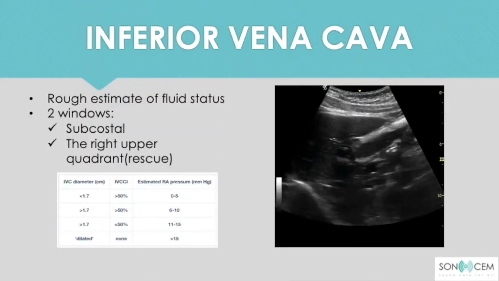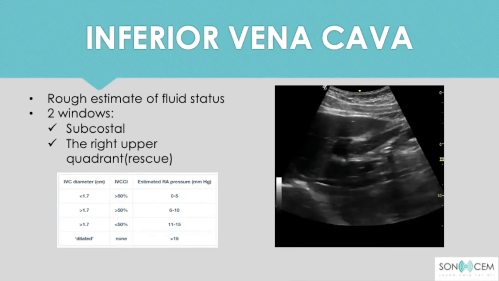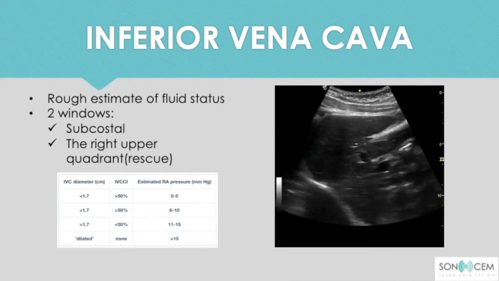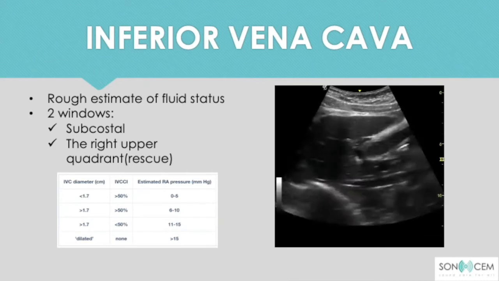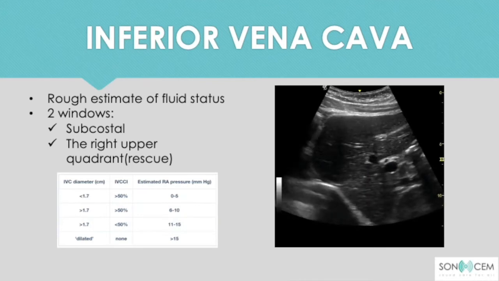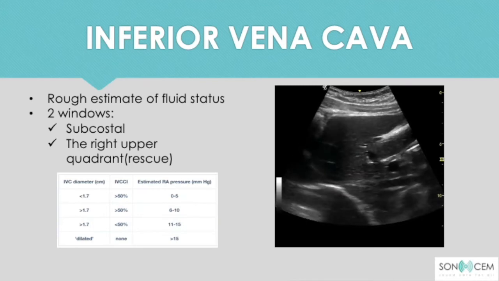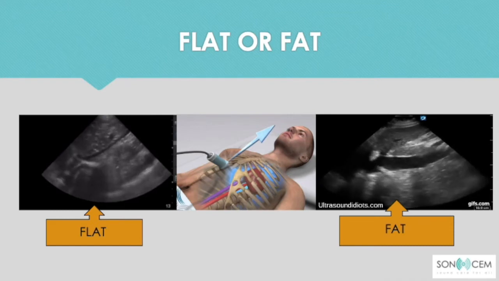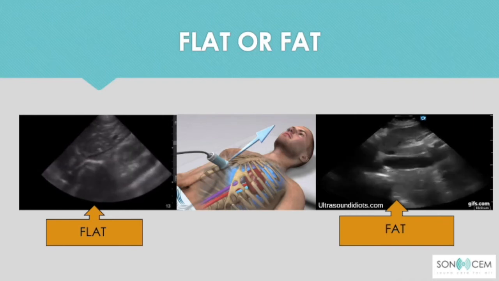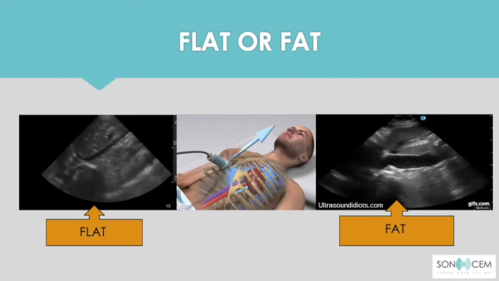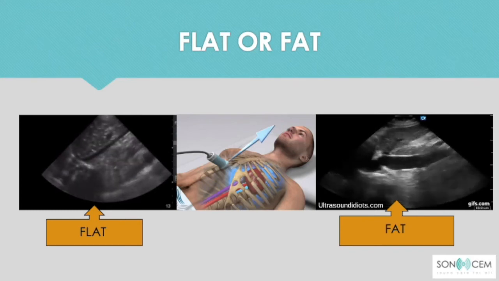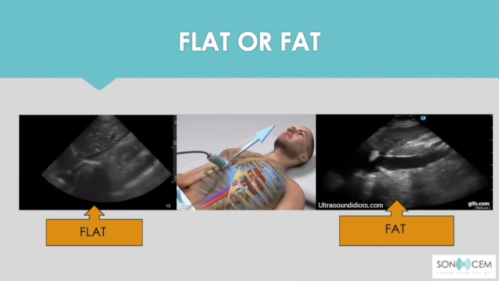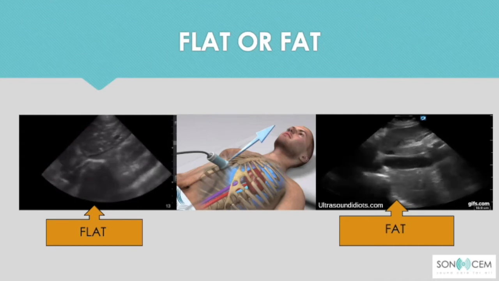I will touch a bit on IVC scanning. It is a rough estimation of fluid status. There are two windows, subcostal and the right upper quadrant is a rescue view. Maybe some of us have been taught the IVC diameter can correlate with the estimated RA pressure. The left side is the flat IVC, the collapsed IVC, and the right side is fat IVC. But it doesn't mean that if IVC is distended, it is equivalent to the patient having enough volume. Same with the flat IVC.